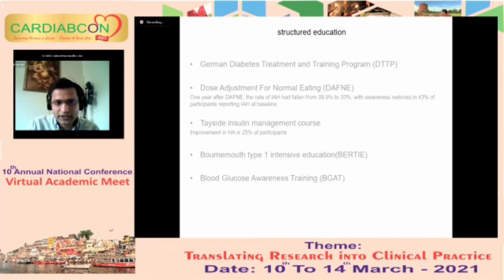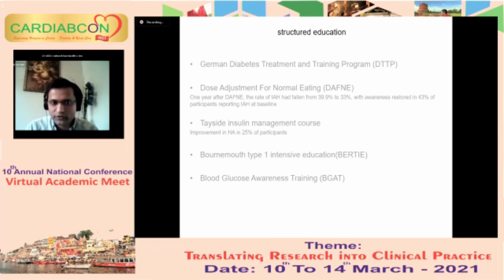Structured education, interestingly, the first one was developed in German, which was a DTTP program, and then it was translated into English, which was used in the DAFNE, which is dose adjustment for normal eating, what we use in the UK for type 1 diabetes populations. Again, the DAFNE has got various versions, which were adapted to the local populations. So where I work in the York Teaching Hospital at the moment, we are using our own version. And similarly, it was adapted in the different hospitals.